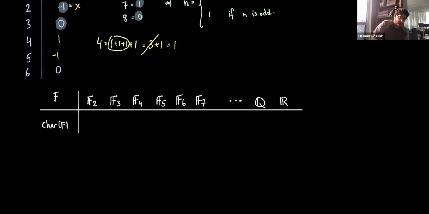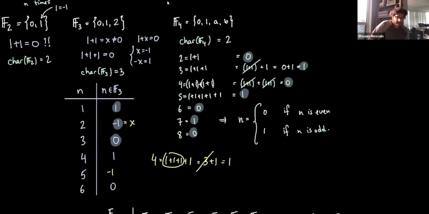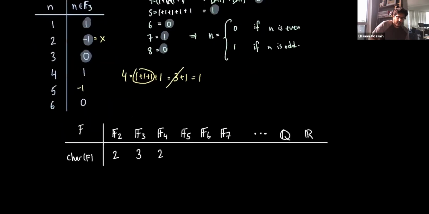You guys want to fill in this table? What's the characteristic of F2? 2, yeah. What's the characteristic of F3? We said 3. Characteristic of F4 was 2. What do you think the characteristic of F5 is? 3. Well, not quite. It's not 3.